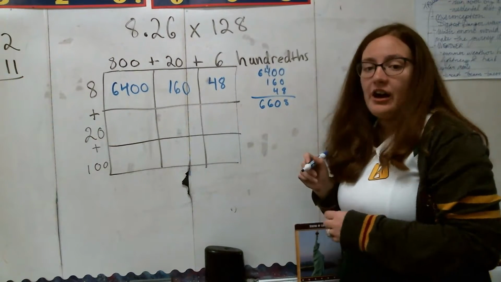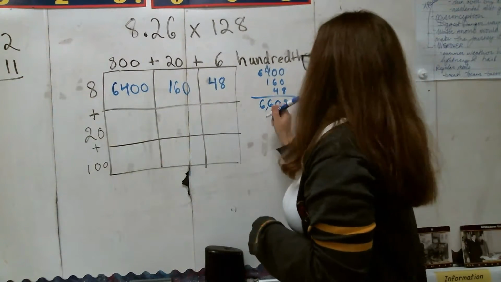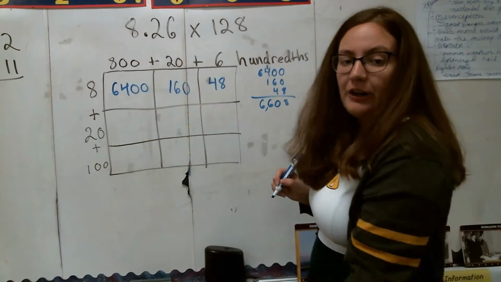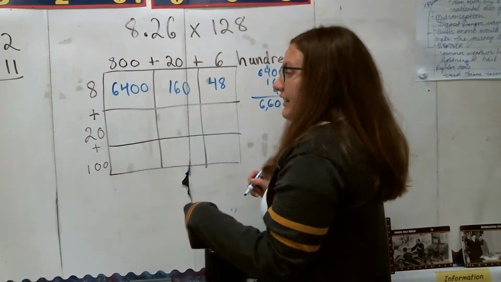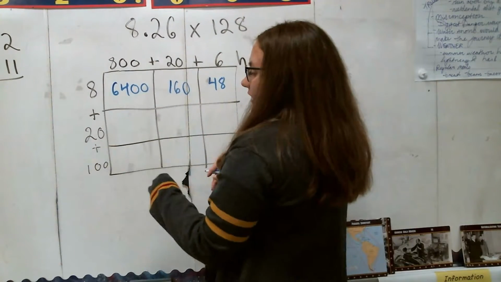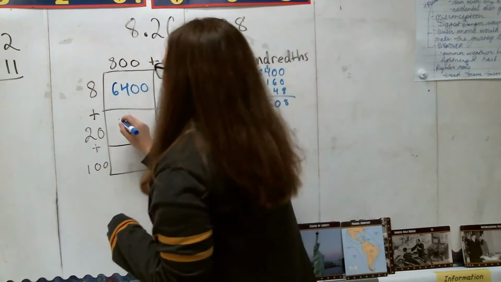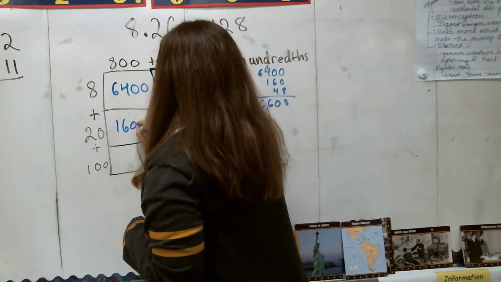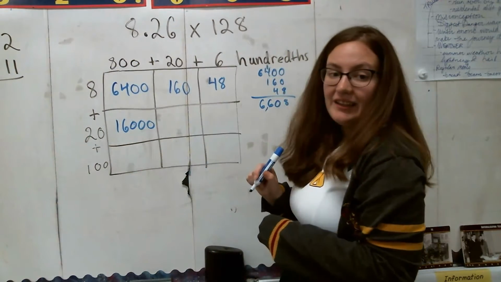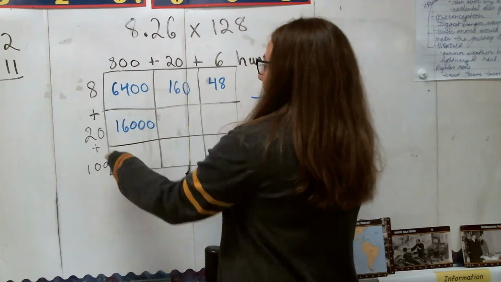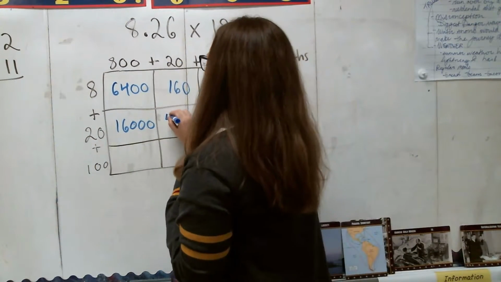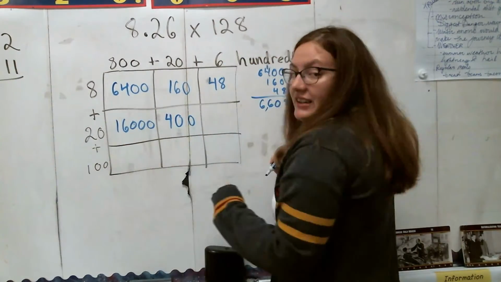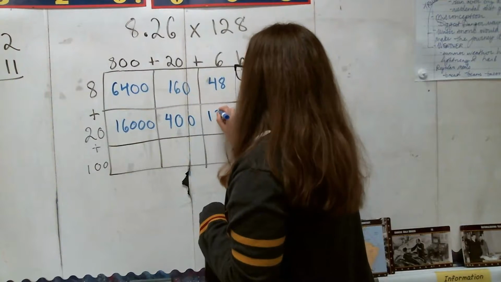So my first partial product is going to be 6,608 hundredths. Then I need to find my second partial product. So for my second partial product, we're going to do 20 times 800, so 2 times 8 is 16, but now I have to add 1, 2, 3 zeros. So I add on those 3 zeros for 16,000. Then I do 20 times 20. 2 times 2 is 4, and I add on these 2 zeros for 400. And then 20 times 6 gives me 120.